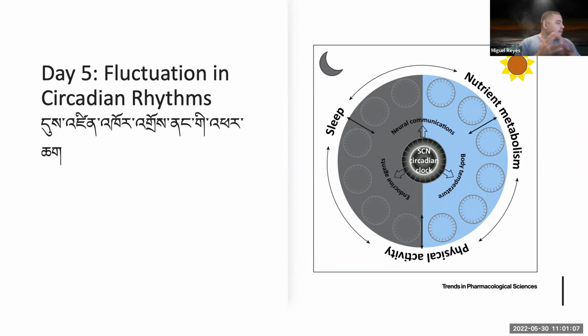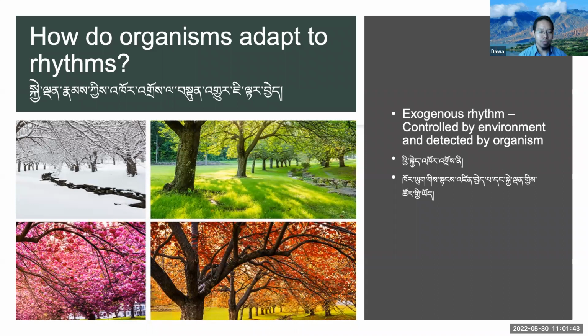All right. So by now you should have a really strong understanding of the function and variation of circadian clocks. We remember that we can define different cycles as exogenous, which come from the environment. A really good example is the seasons.